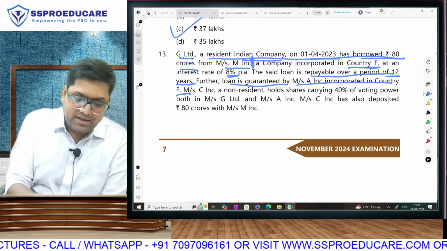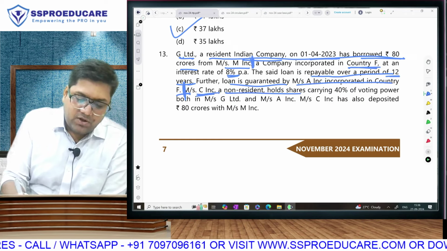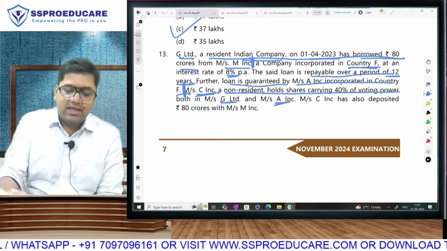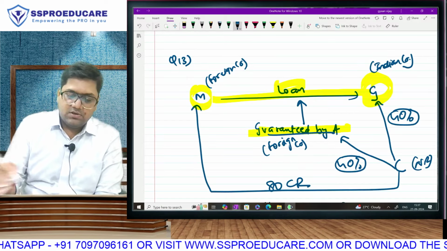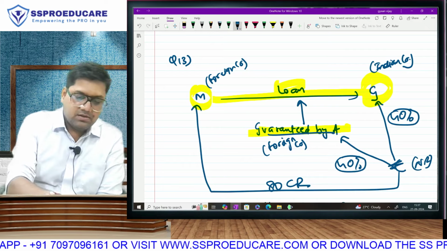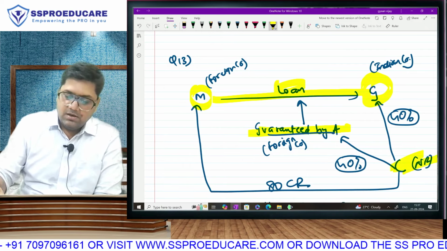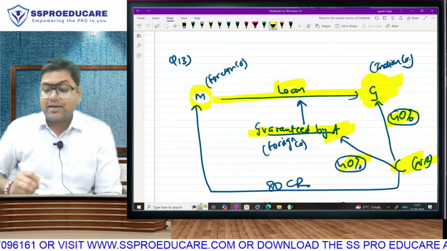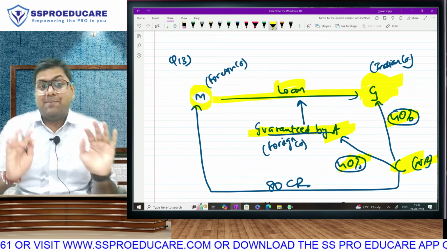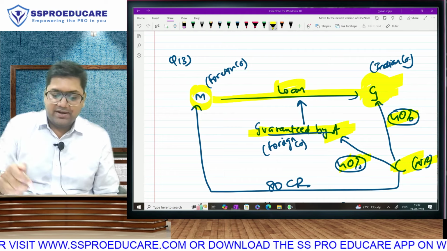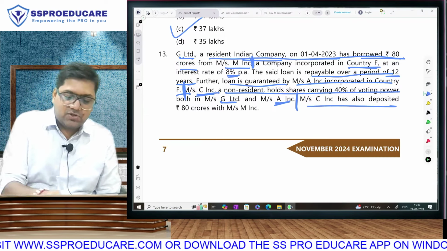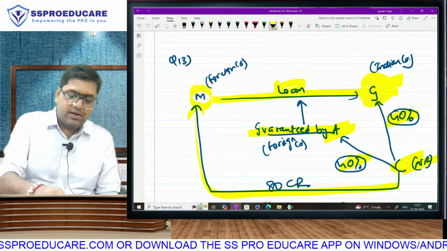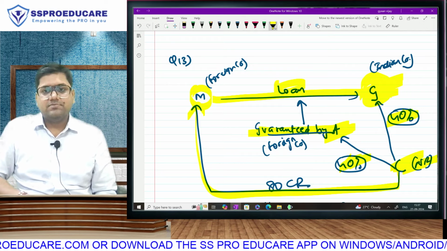This loan is guaranteed by A. C, a non-resident, holds shares carrying 40% voting power in both G and A. Stop here. So C is holding 40% in G and 40% in A, not M. Means C has got nothing to do with M, at least till now. And finally, C has also deposited 80 crore with M Incorporation.